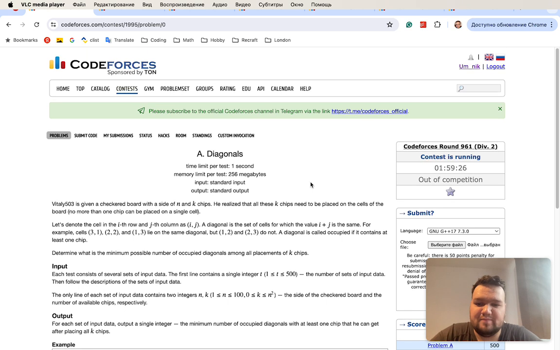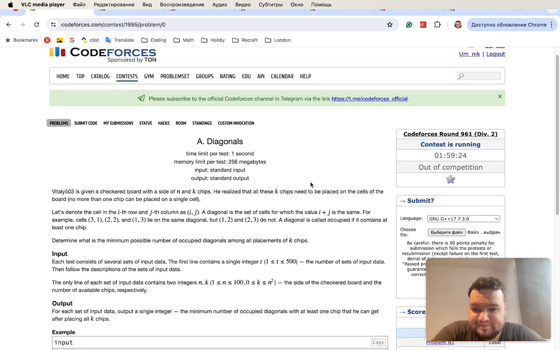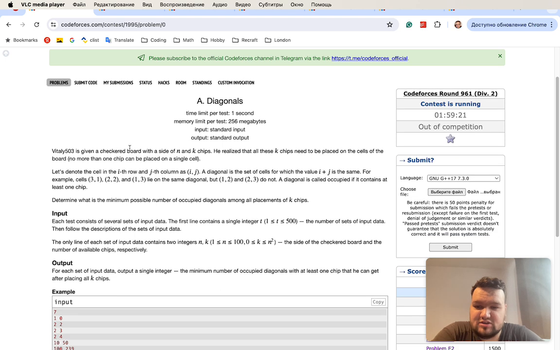Alright, problem A, diagonals. A square board with side N and K chips. We need to place chips in some cells. Diagonal is occupied if it contains at least one chip. Determine what is the minimum possible number of occupied diagonals among all placements of K chips.